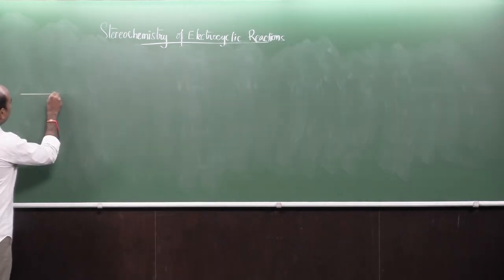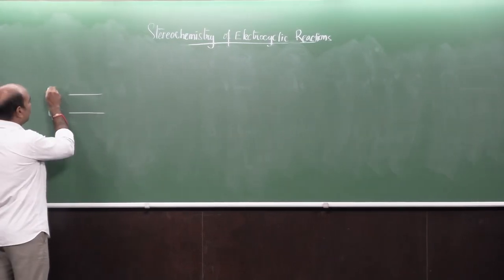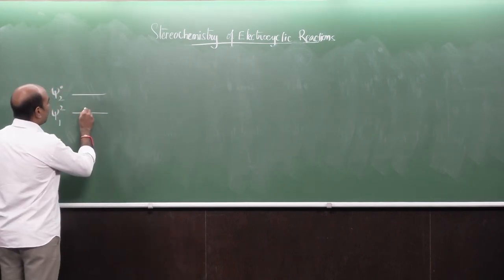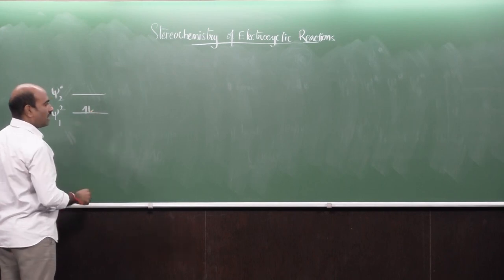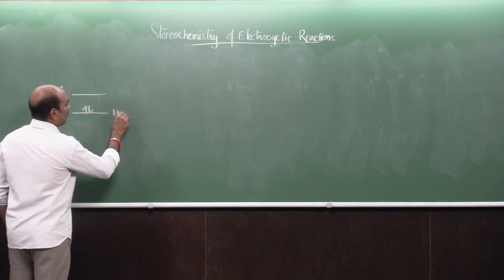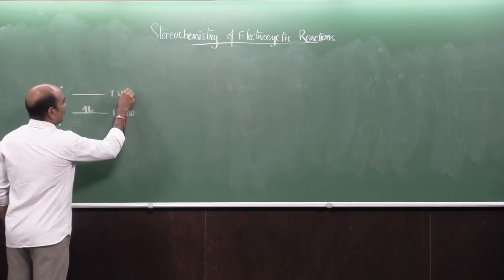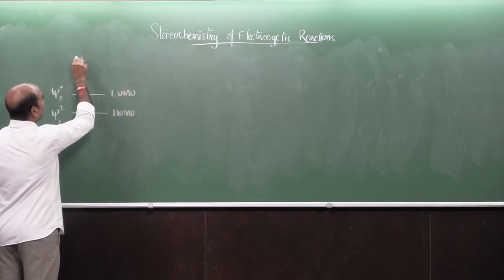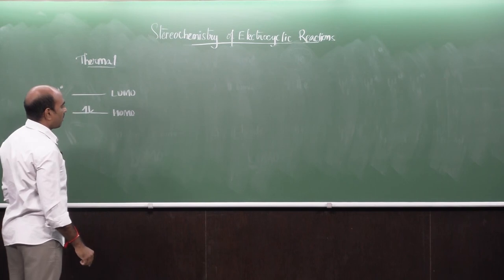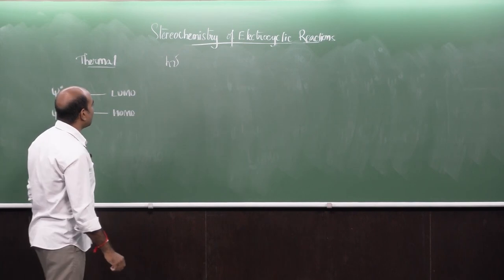So, for the ethene molecule, you have two molecular orbitals, psi 1 with 2 electrons and psi 2 with 0 electrons. Under ground state conditions, that is thermal conditions, this is the HOMO and this is the LUMO. That is under thermal conditions. If you go to photochemical conditions, what is happening?